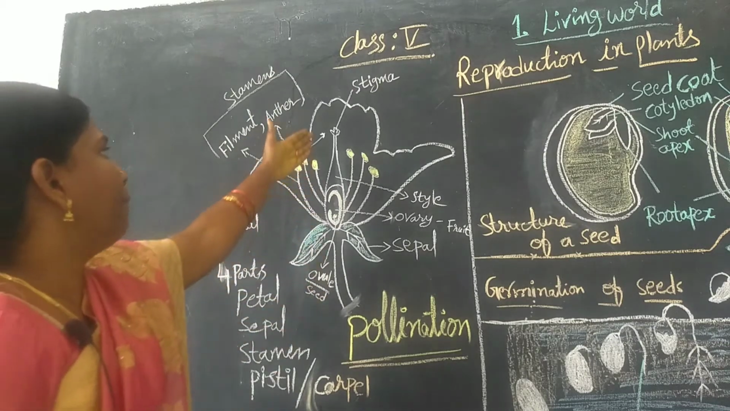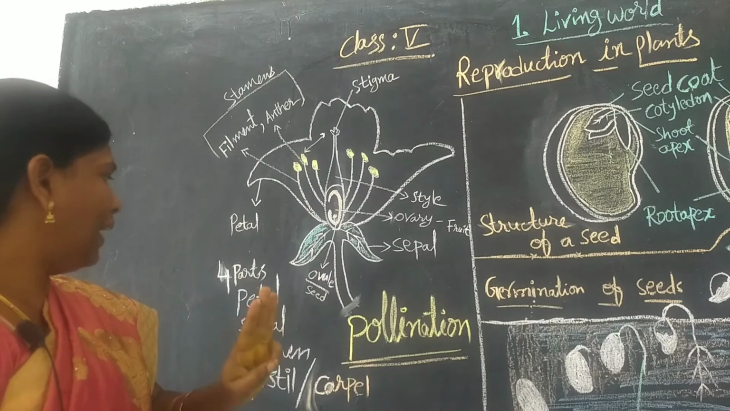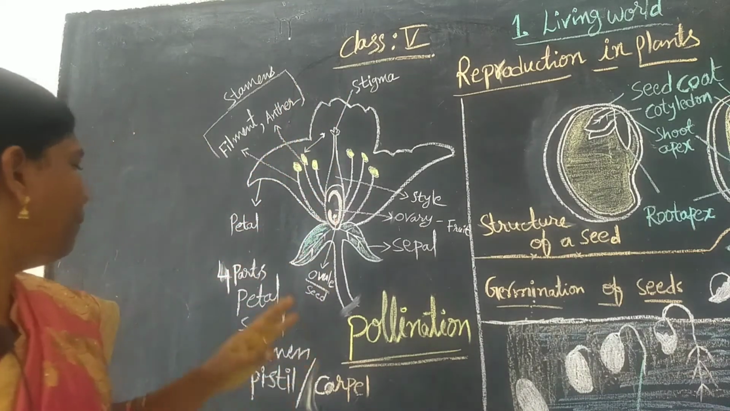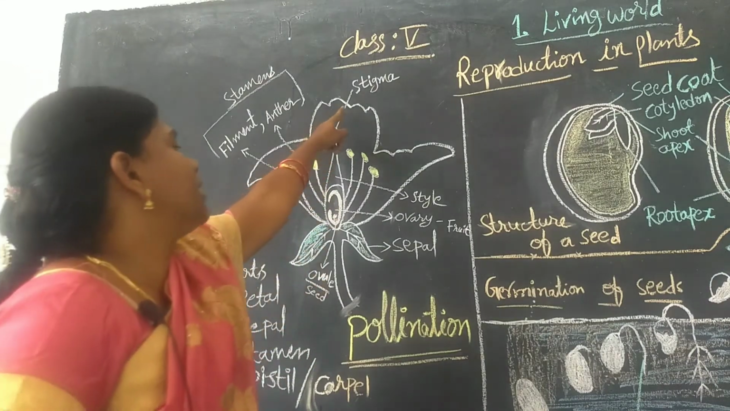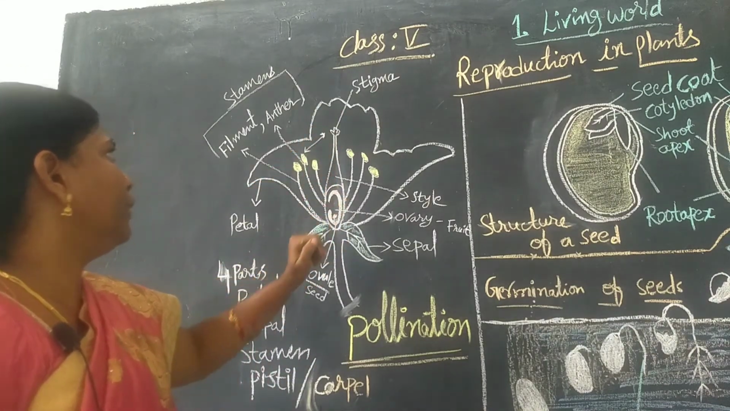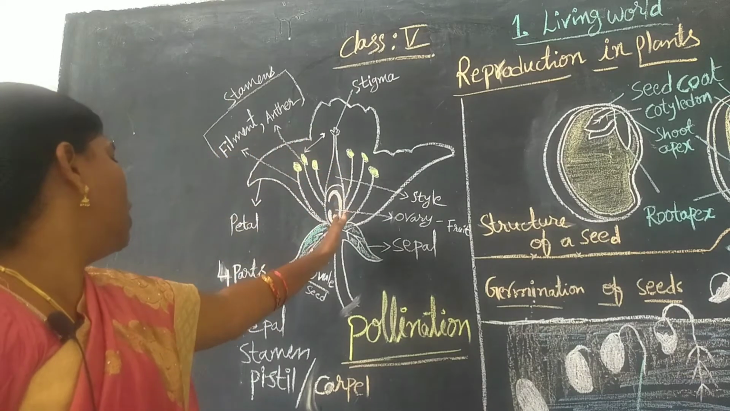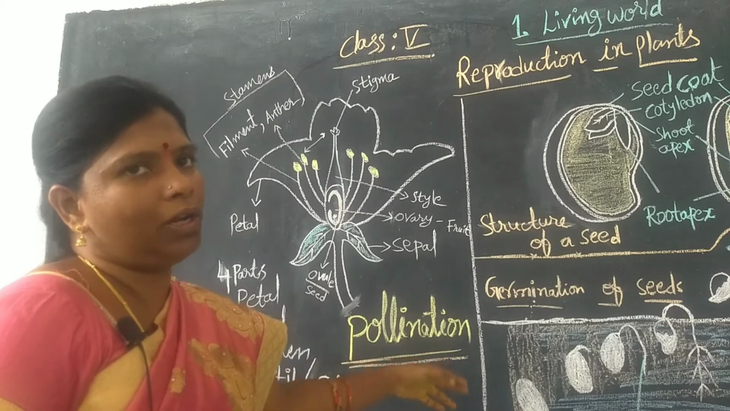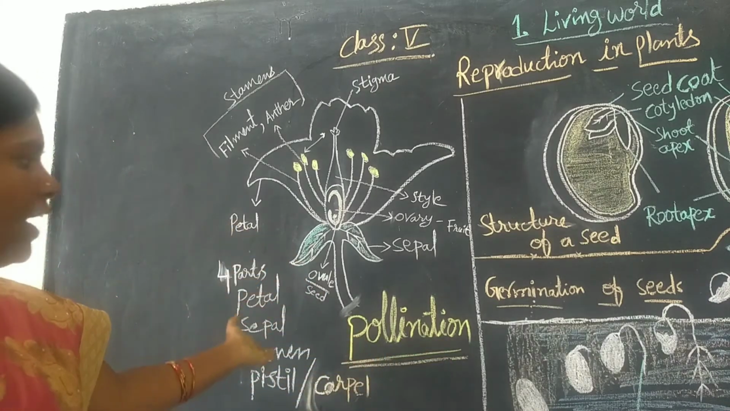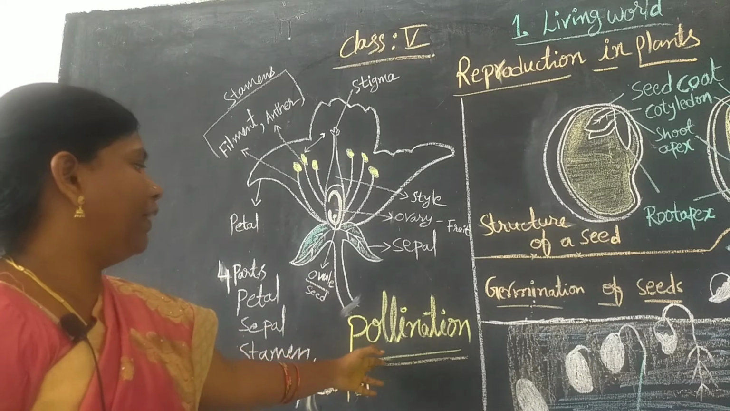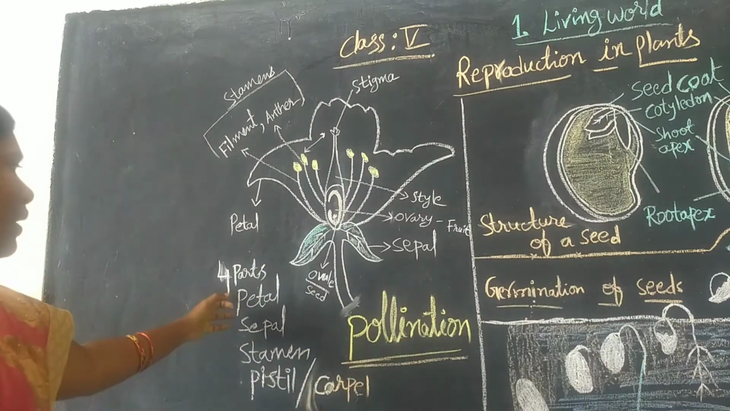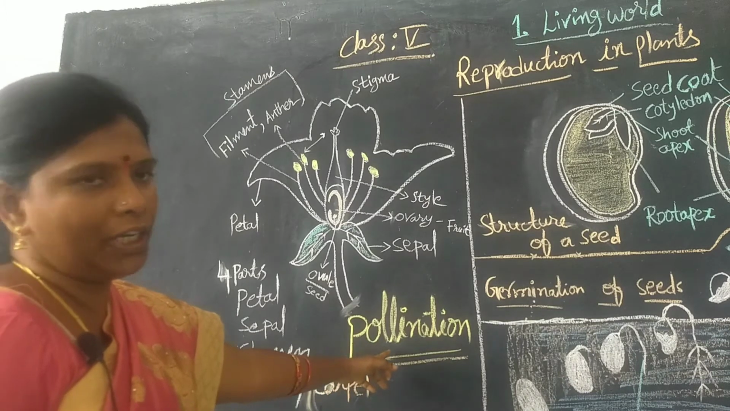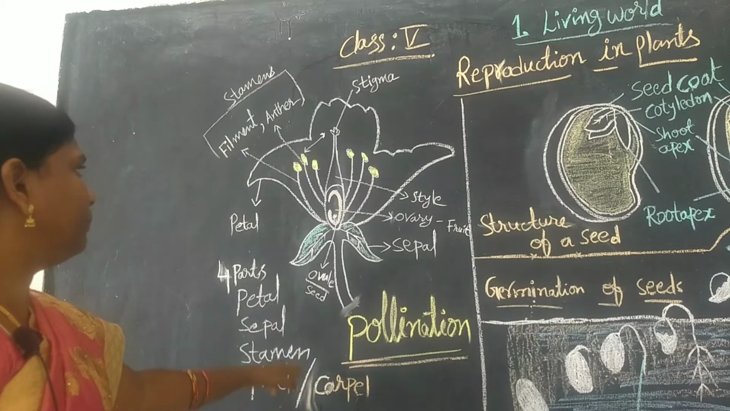The fourth part is pistil. Pistil has three parts: stigma, style, ovary. The stamen and pistil are the main parts for pollination. What is pollination? Now we know the parts of a flower. Now I am going to explain pollination. Once again, the main parts for pollination are stamen and pistil.